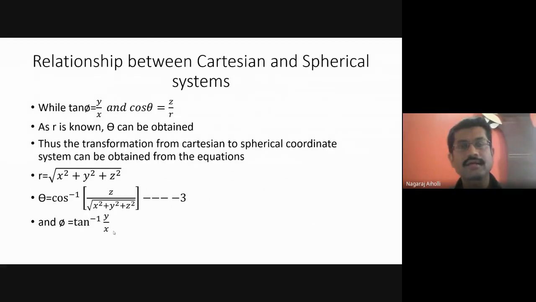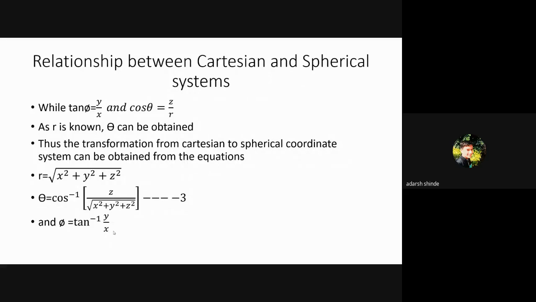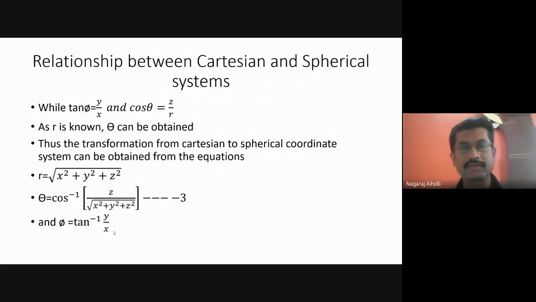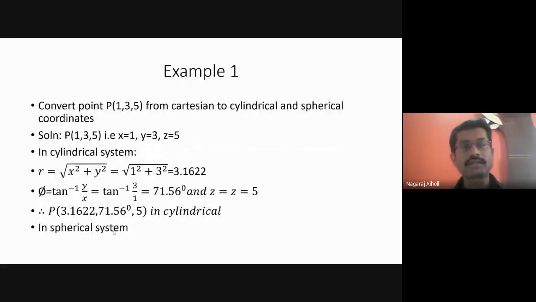Any doubts here, students? This transformation is clear? Yes, sir. Okay, let us solve an example. Please take down this example. Convert the point P of 1, 3, 5 from Cartesian to cylindrical and from Cartesian to spherical coordinates. Note down the statement of the example.